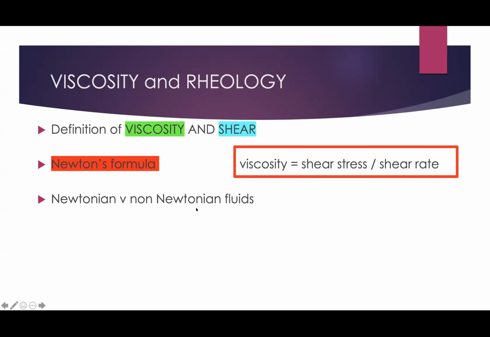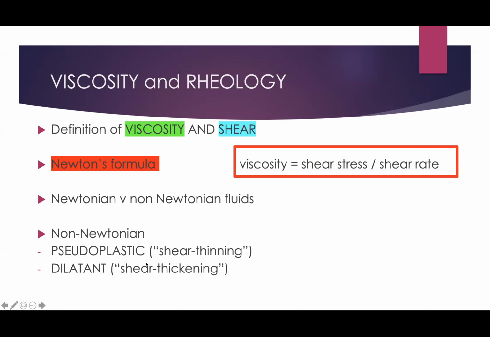So you will need to know about Newtonian versus non-Newtonian fluids. Non-Newtonian fluids are ones which do not obey that formula. So that means that when the shear rate is varied, the stress does not vary in the same proportion or direction. And it can be further subdivided into a pseudoplastic or a dilatant fluid. A pseudoplastic one is a shear thinning fluid, which basically means that the viscosity decreases as the shear rate increases, for example, paints, emulsions, or synovial fluid. Whereas a dilatant fluid is a shear thickening fluid, where the viscosity increases as the shear rate increases. An example of that would be things like treacle.